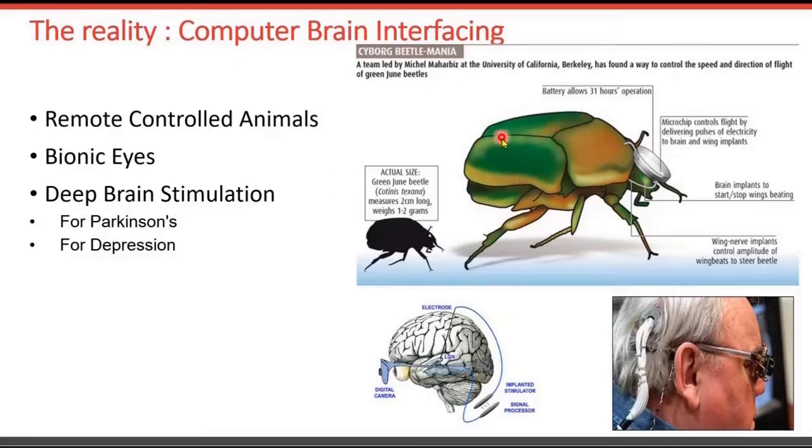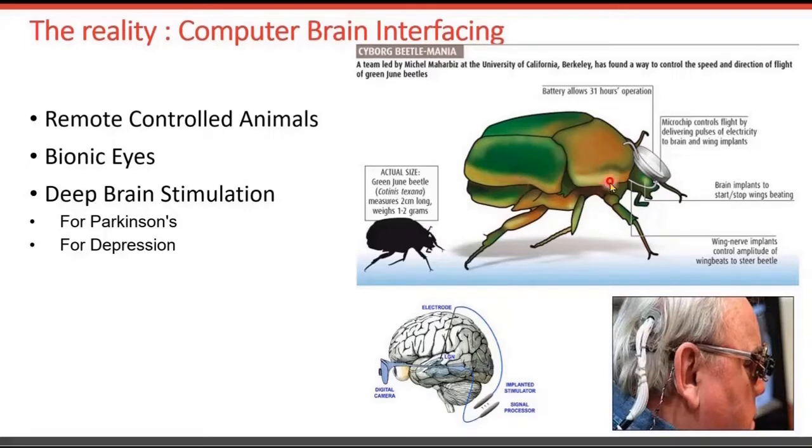So what they have tried to do is to control this beetle, the green June beetle, by electrically stimulating the nerves, or wing nerves, of these beetles. So they could control the speed and the direction of the flight of these green June beetles. And another example is the bionic eyes.